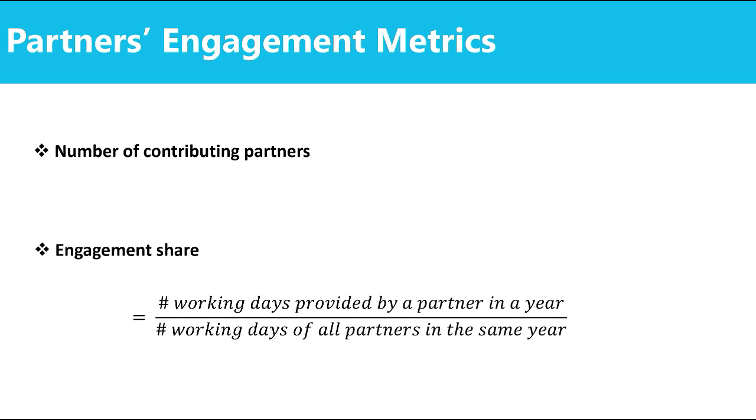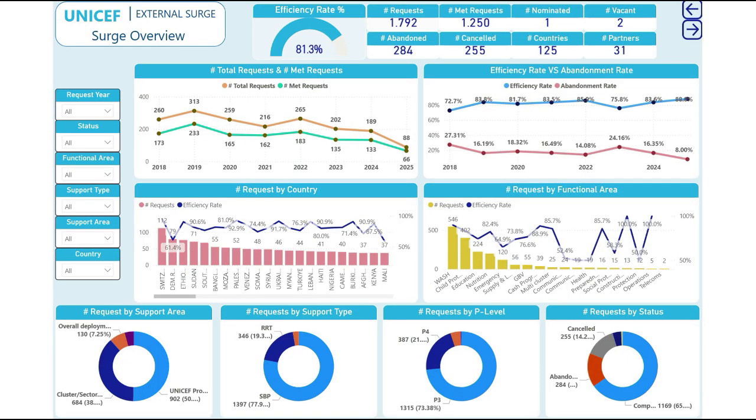The engagement share gives us a clear view of each partner's contribution to surge operations and their ranking relative to other partners. So where to find these partner-related metrics? In fact, partners appear in both Surge Overview and Active Deployments pages. On the Surge Overview page, in this card, we see the total number of partners who supported requests made in a specific year. So it's mostly request-based.